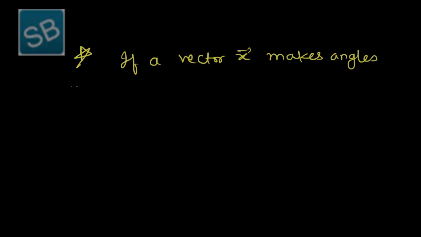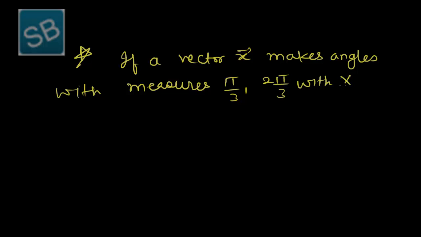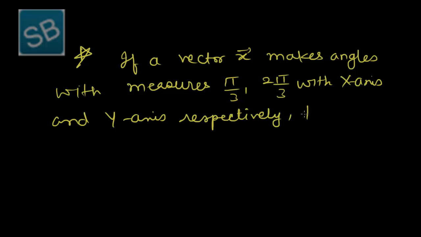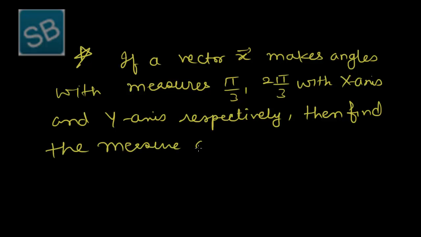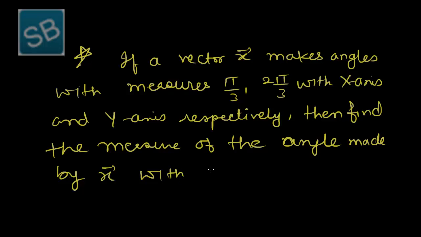Now the next problem is: if a vector x makes angles with measure pi by 3 and 2 pi by 3 with the x-axis and y-axis respectively, then find the measure of the angle made by vector x with the z-axis.